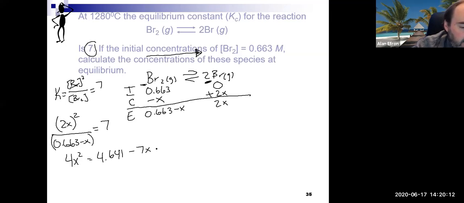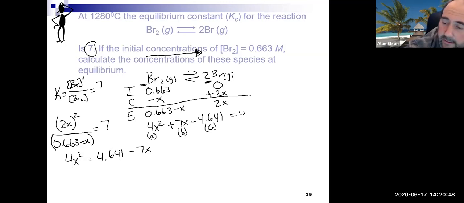And now what we want to do is combine everybody to the same side. So if we do that, that will give me 4x squared plus 7x minus 4.641 equals 0. And that's in the form of the quadratic. So this right here is our A, this is our B, and this is our C, from the quadratic. So we do want to solve it that way. Why don't you take a minute or so here and see what you come up with. I'll do it as well. Make sure everybody gets the same answer.